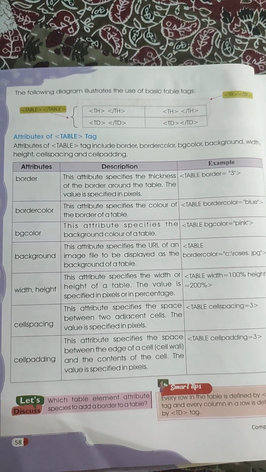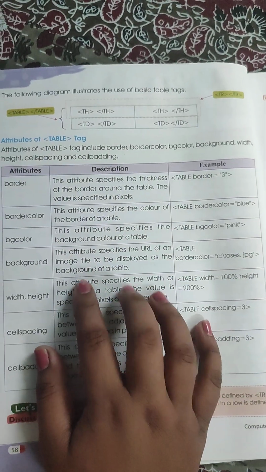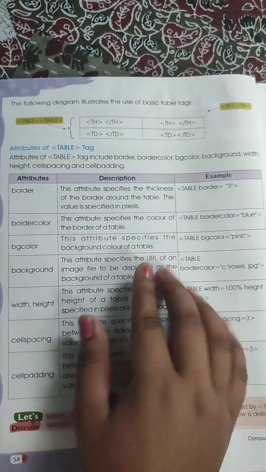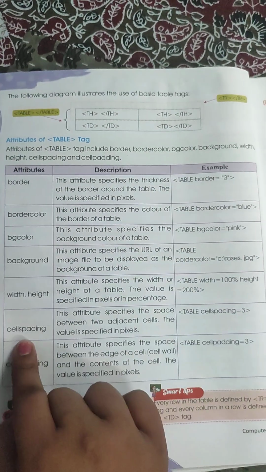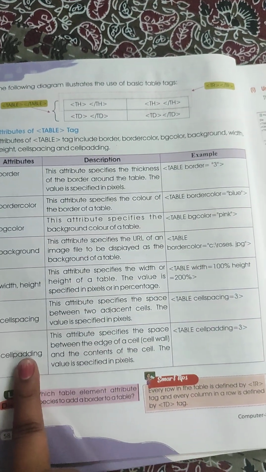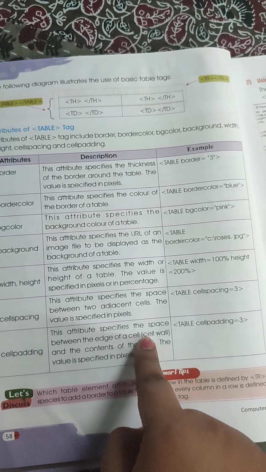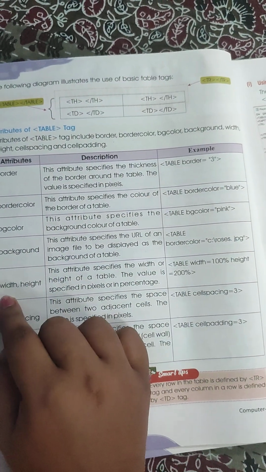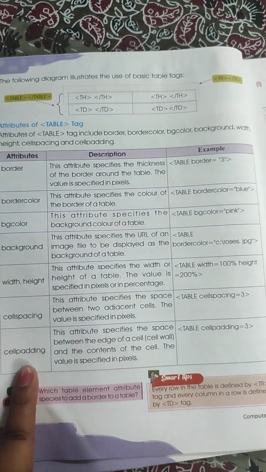Cell spacing means the space between two adjacent cells. In Excel, for example, there are small cells, so the gap between the cells is called cell spacing. And cell padding means the space between the edge of a cell and its content. That is cell padding.